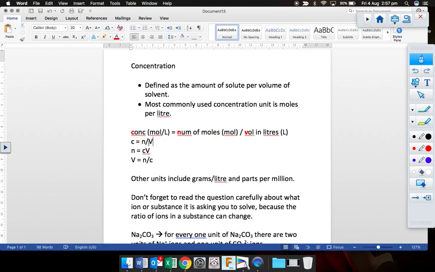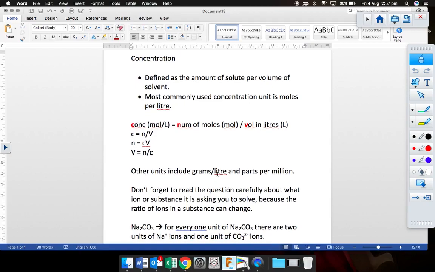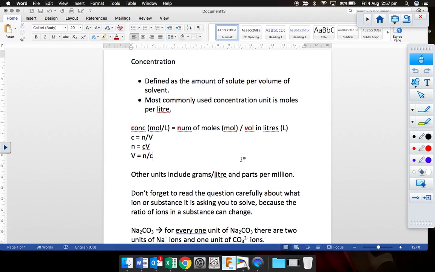This can be rearranged to be n is equal to C times V, and it can also be arranged to be V is equal to n divided by C. Other units that you can deal with are grams per liter and parts per million, but we'll be dealing with these ones later on.